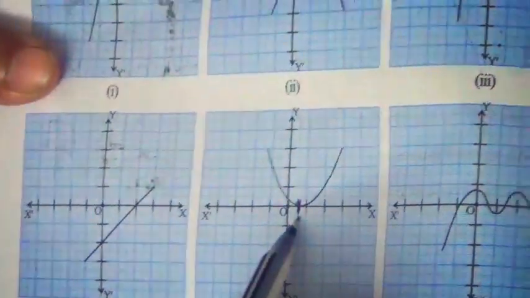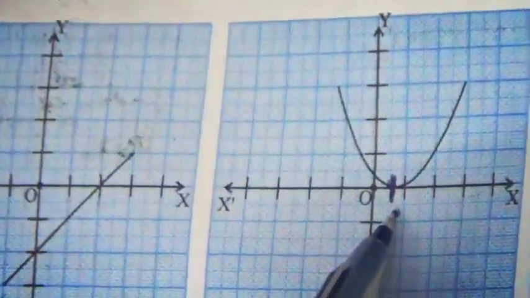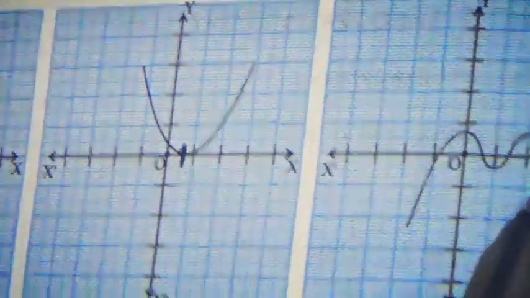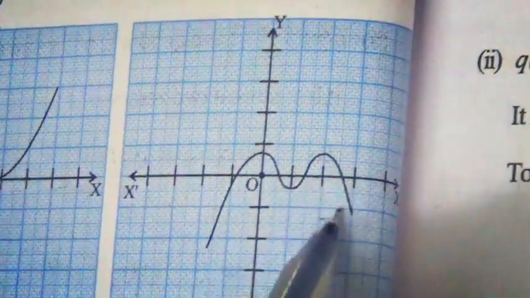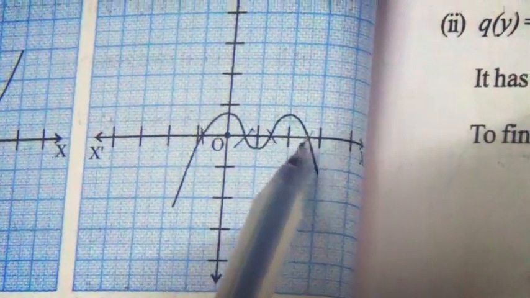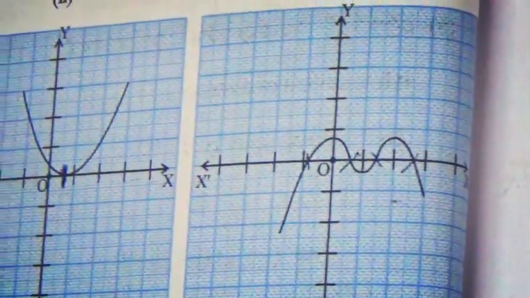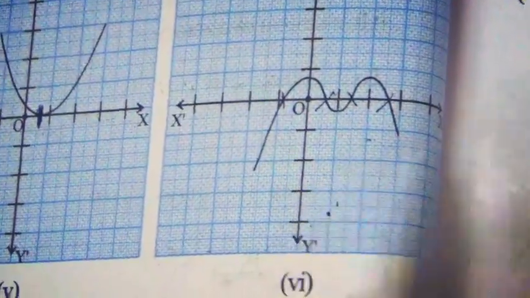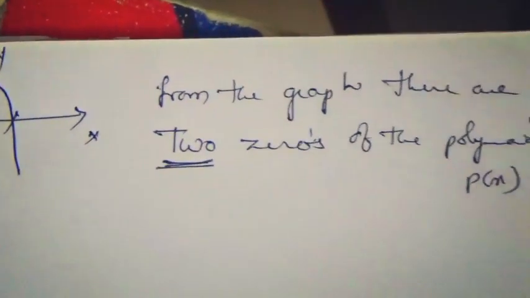Just like that. How many zeros do we have? Only once. It touches the x-axis only once. So this curve, how many times does it touch the x-axis? 1, 2, 3, 4. It touches the x-axis 4 times. There are 4 zeros for the given polynomial. Just like this, you have to write the answers for this example 1.